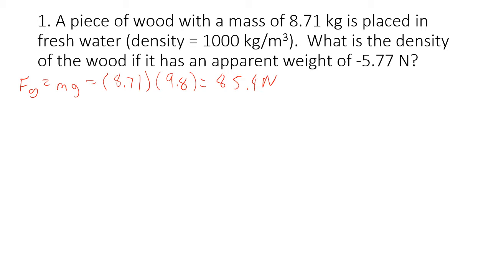Next thing we're going to do is find the buoyant force that's required to get this negative 5.77 newtons. So you're going to say the apparent weight is equal to the force of gravity minus the buoyant force. So we get negative 5.77 equals force of gravity, which is 85.4, minus the buoyant force. And that means the buoyant force is going to be equal to 91.1 newtons.